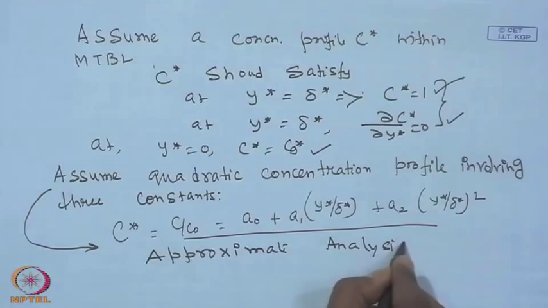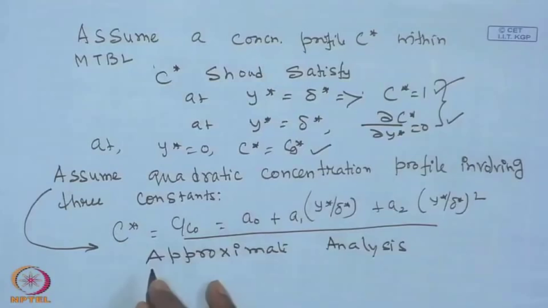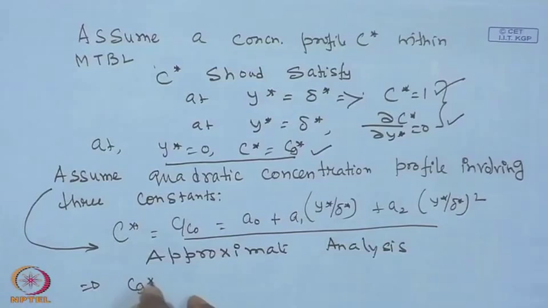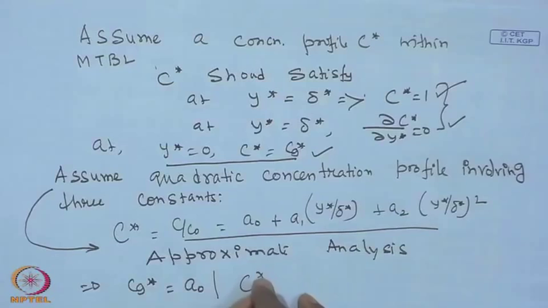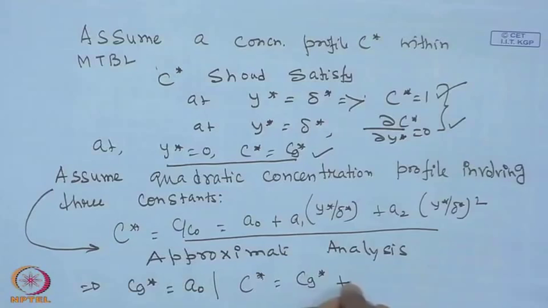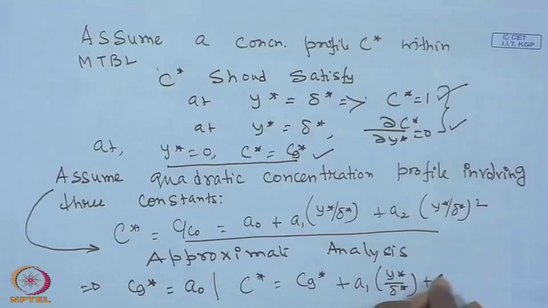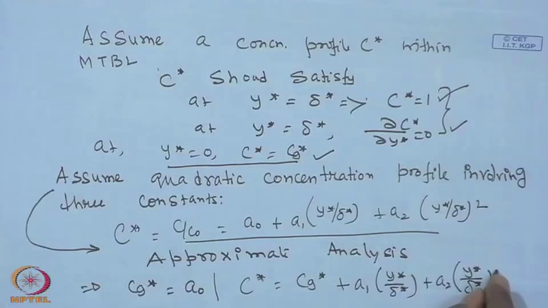Now, we apply these three boundary conditions and see what we get. At y star equal to 0, c star is equal to c g star. Therefore, c g star is nothing but a 0, and the last two terms will vanish. So the concentration profile looks like this: c star is equal to c g star plus A 1 y star by del star plus A 2 y star by del star square. So, that gives the concentration profile.